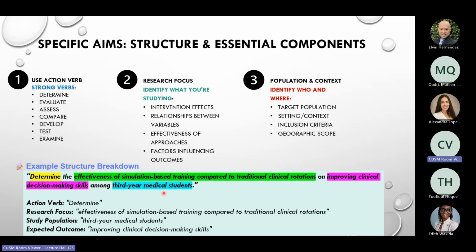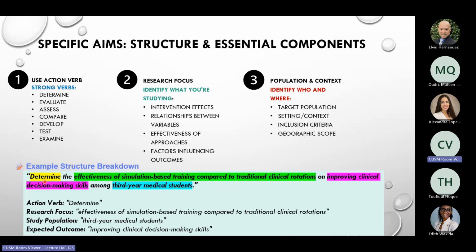Our study population here is noted in blue. We're looking specifically at medical students who happen to be in their third year. And our expected outcome here is clinical decision-making skills, and more specifically, whether or not those skills improve after being exposed to a simulation-based training program compared to a traditional training-based program. Are there any questions on this?